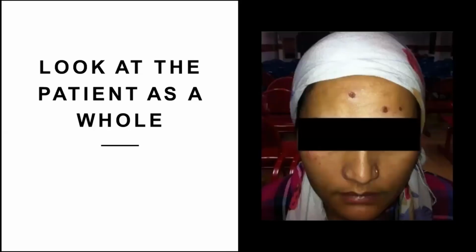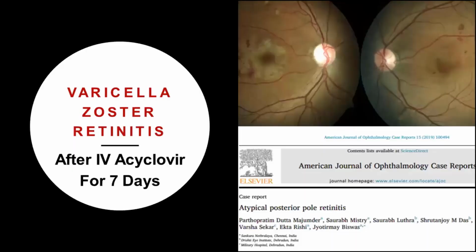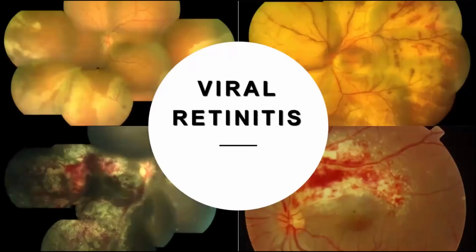I looked at the patient's head and found a blister, herpes zoster vesicles on the forehead. This patient was indeed found to be PCR positive for varicella zoster virus and responded to a course of IV acyclovir for 7 days. It was published as a case report in the American Journal of Ophthalmology. Viral retinitis can take many forms: CMV retinitis, acute retinal necrosis, progressive outer retinal necrosis.